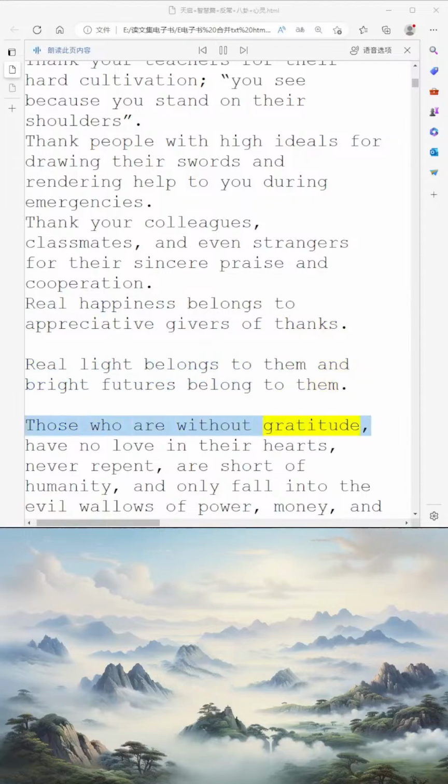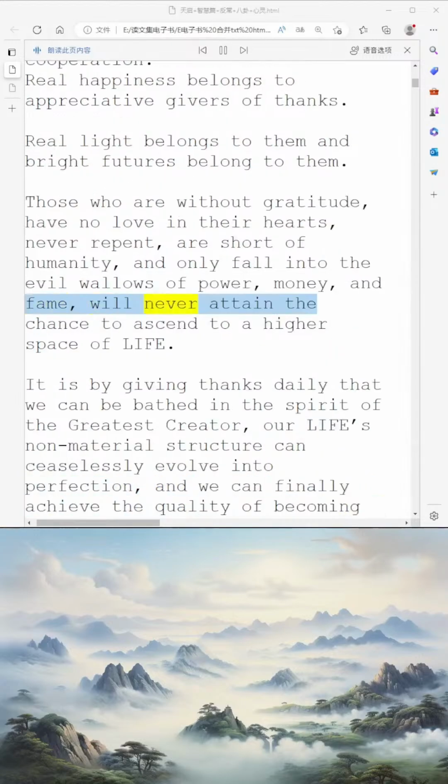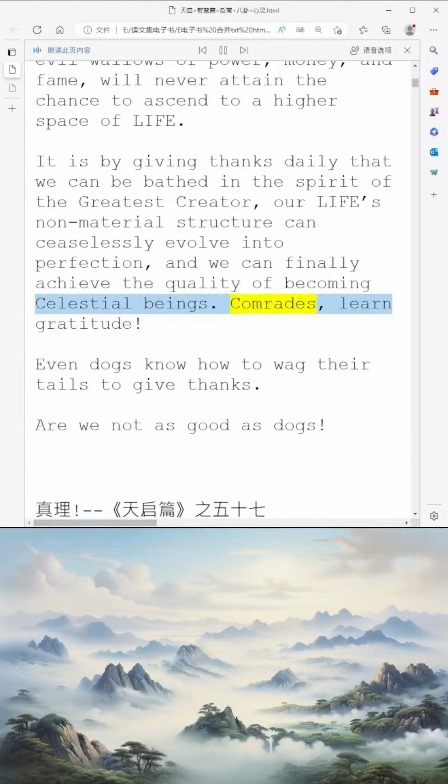Those who are without gratitude, have no love in their hearts, never repent, are short of humanity, and only fall into the evil wallows of power, money, and fame, will never attain the chance to ascend to a higher space of life. It is by giving thanks daily that we can be bathed in the spirit of the greatest creator. Our life's non-material structure can ceaselessly evolve into perfection, and we can finally achieve the quality of becoming celestial beings. Comrades, learn gratitude. Even dogs know how to wag their tails to give thanks. Are we not as good as dogs?